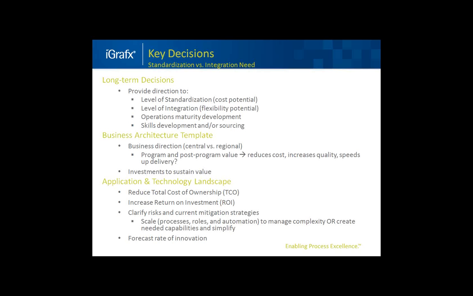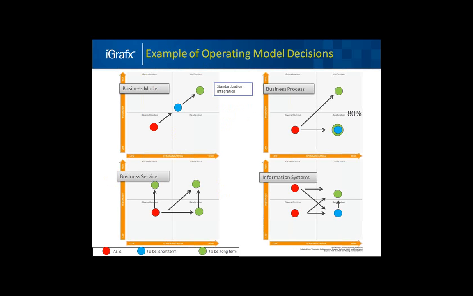Furthermore, you need to think of this in an application and technology landscape. I'm going to spend very few slides on these perspectives because your entire total cost of ownership, your TCO, as well as your return on investment can be changed. You can reduce your TCO and you can increase your return on investment. So let's take a look at how this works. This is an example of operating model decisions.